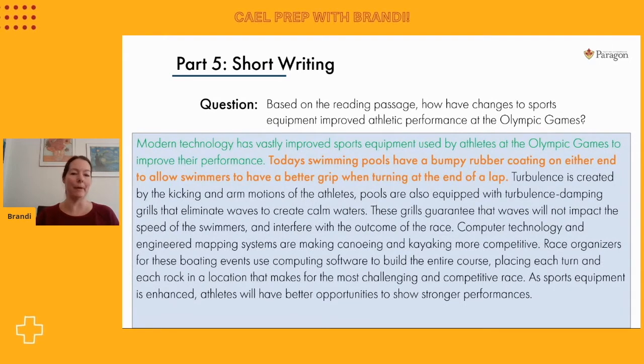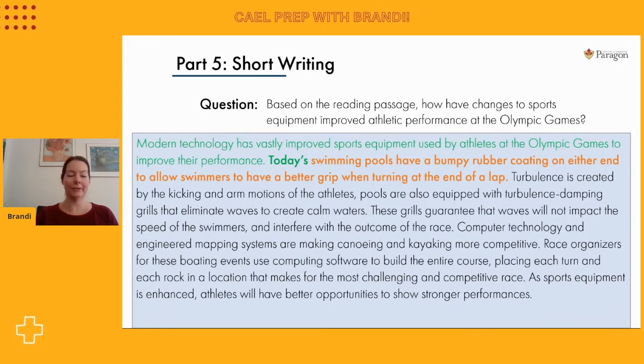Let's move on to the second part. So this one says, "Today's swimming pools have a bumpy rubber coating on either end to allow swimmers to have a better grip when turning at the end of a lap." Okay, there is at least one tiny mistake I noticed again right at the beginning here. So this word today's is missing the apostrophe. It should look like this.